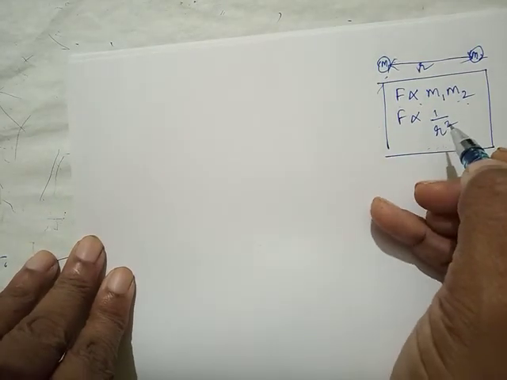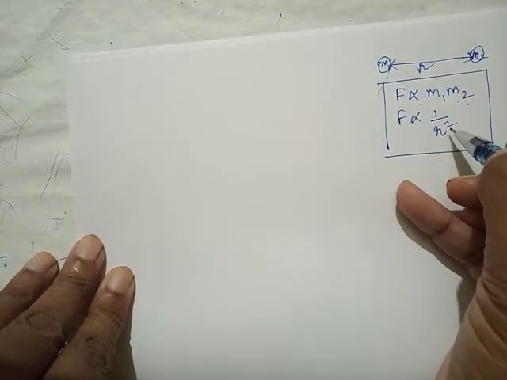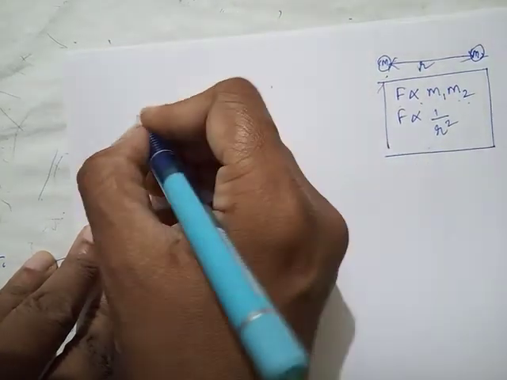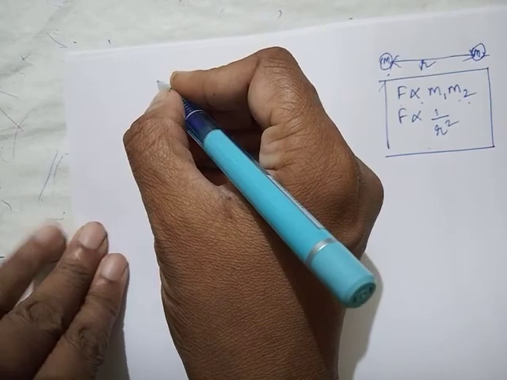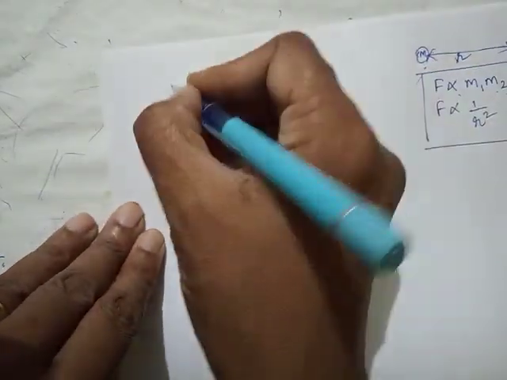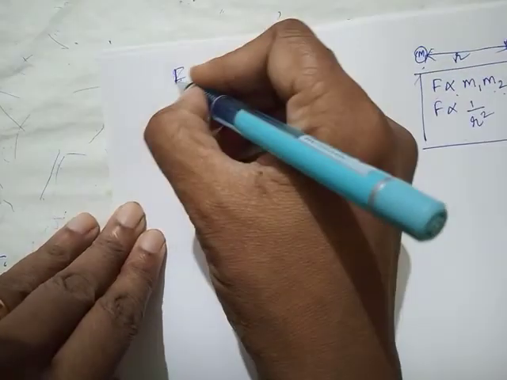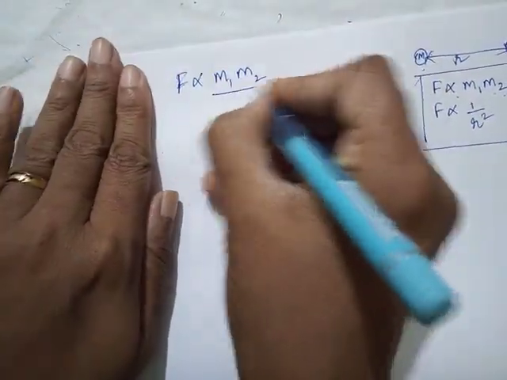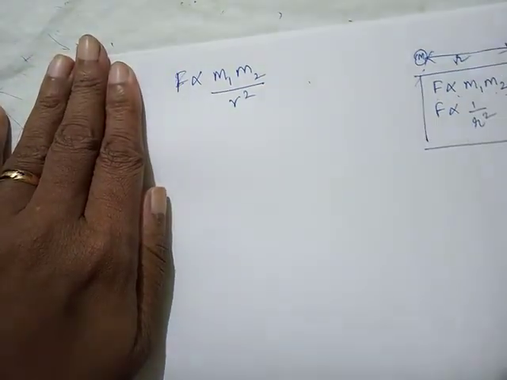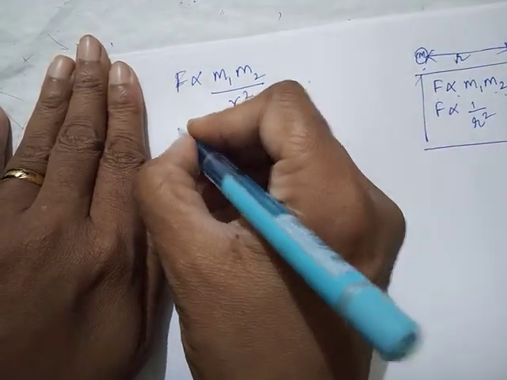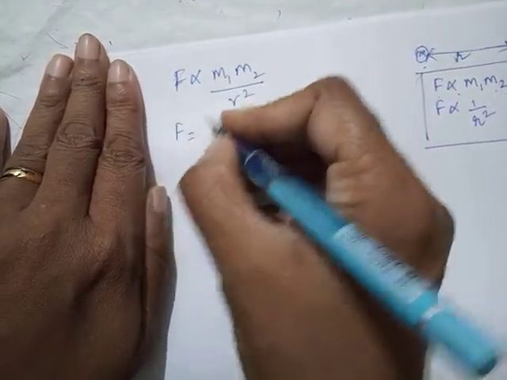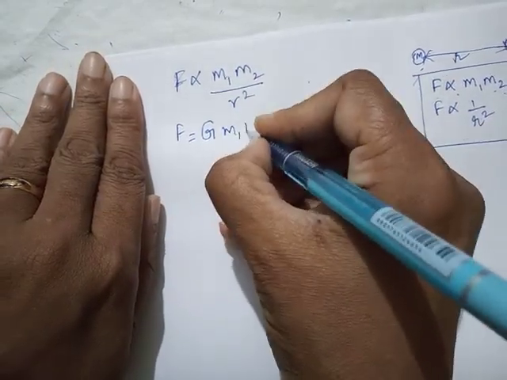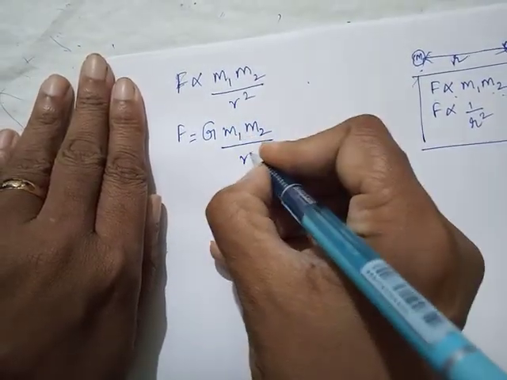Now, based on this Newton's gravitational law, we get the formula for force of attraction between any two bodies. Combining these two, you get F is proportional to m1 into m2 upon r square. To remove this proportionality sign, I have to introduce a constant, capital G: F equals G m1 m2 upon r square.